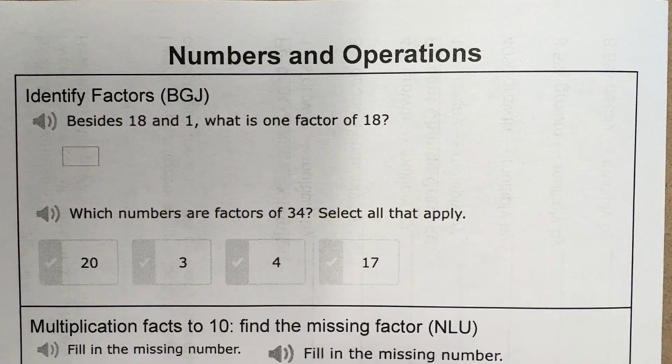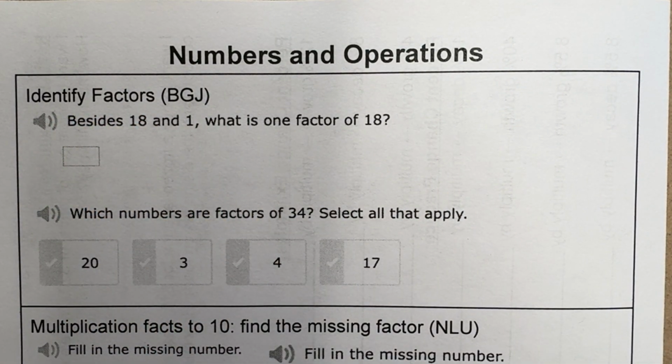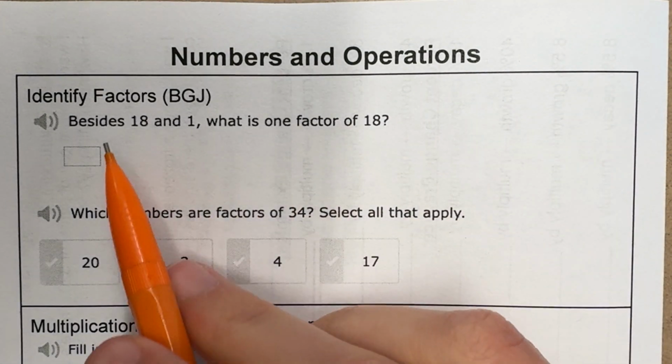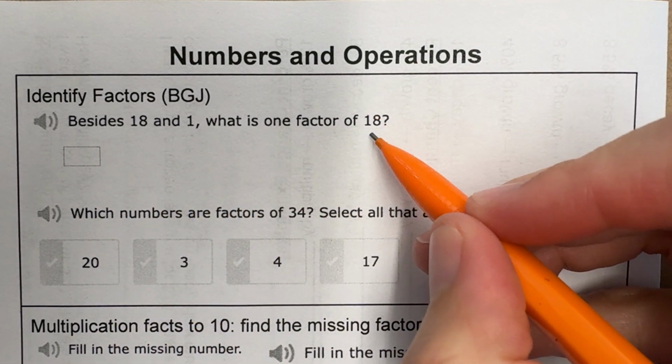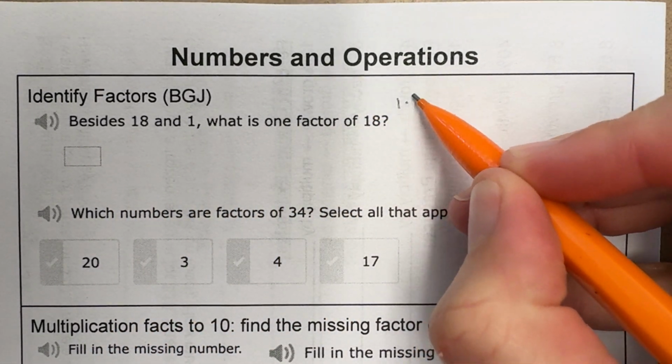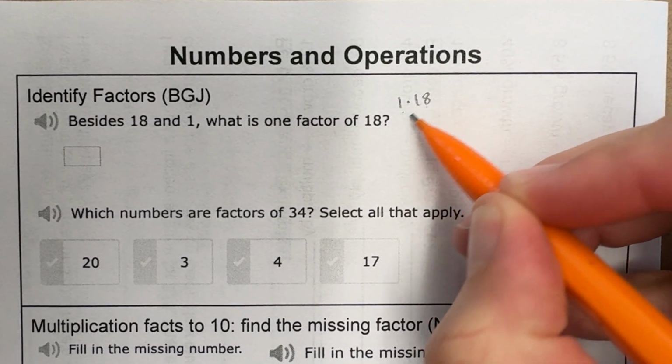In the first activity, it's called identify factors. So remember, factors are numbers that multiply. This says, besides 18 and 1, what is one factor of 18? So remember, factors of 18 are like 1 times 18. These are both factors of 18, 1 and 18.